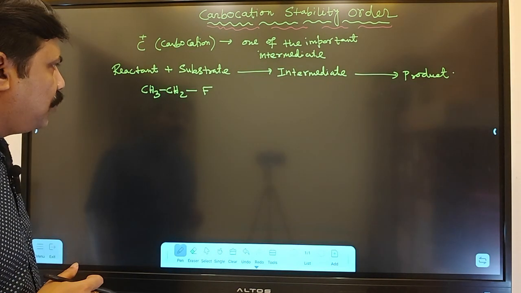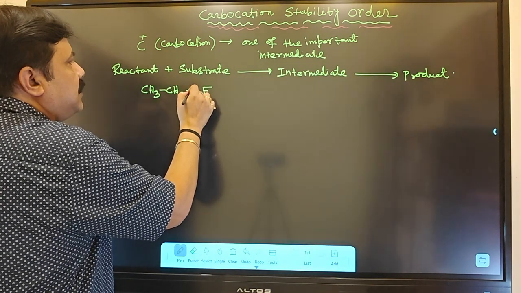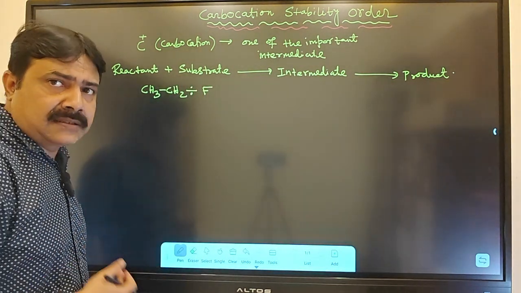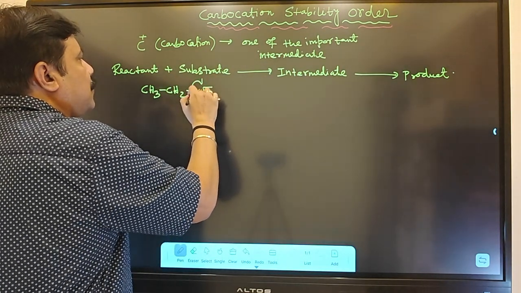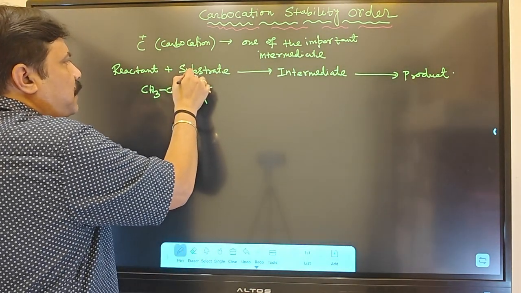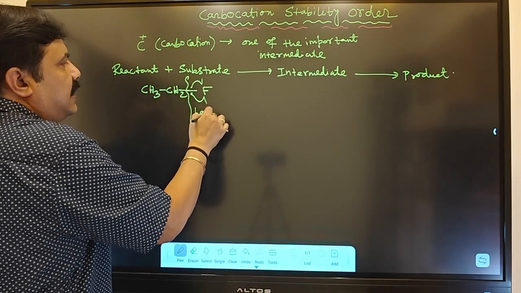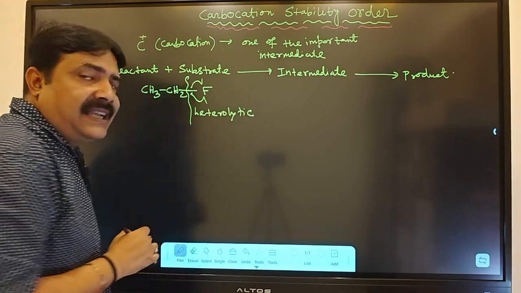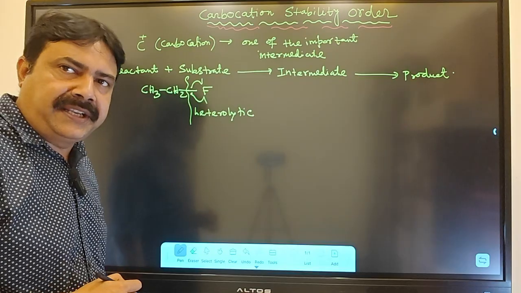Now fluorine is a more electronegative element. That's why, as one bond means 2 electrons, if the bond is broken in reaction conditions and the 2 electrons go towards the fluorine like this, that means this type of cleavage of the bond is called heterolytic cleavage. Heterolytic cleavage means unequal sharing of electrons between the bonded atoms. That is called heterolytic cleavage.